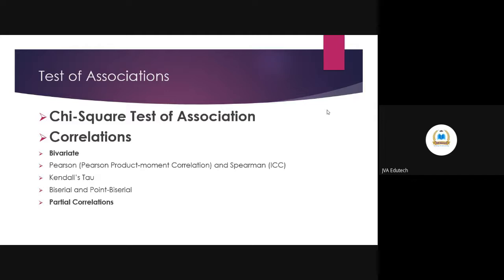This chi-square is a test which is used as a test of association, and also in regression it is used as a goodness of fit. So it is known as the chi-square test of association when you are testing the association between nominal variables, and it is also used as chi-square test of goodness of fit when you are doing multivariate analysis like CFA or SEM model. So you might be getting values, CMIN by degree of freedom, which is nothing but the chi-square.